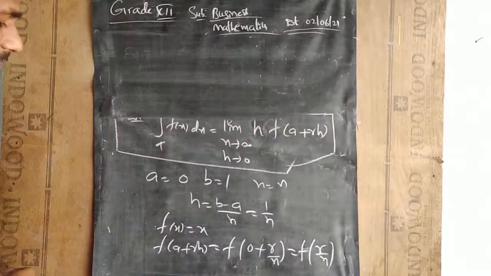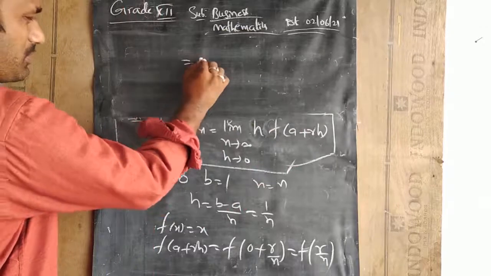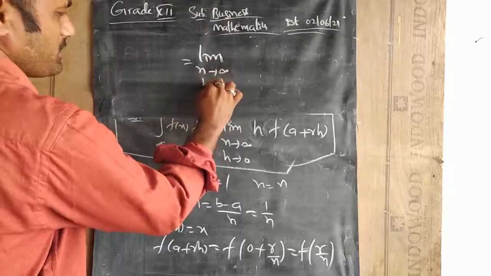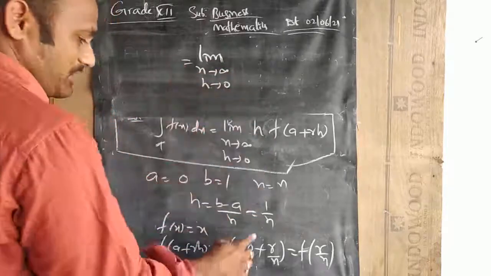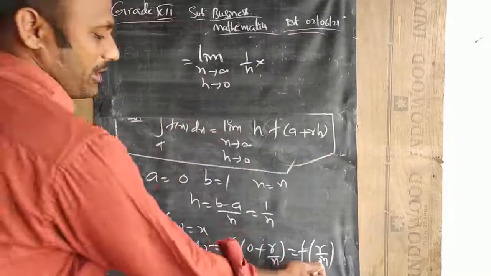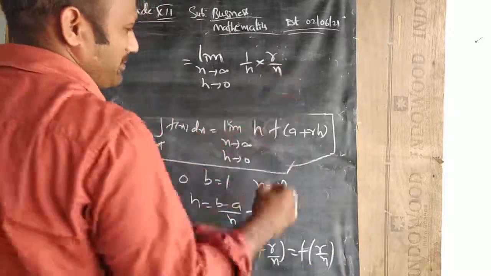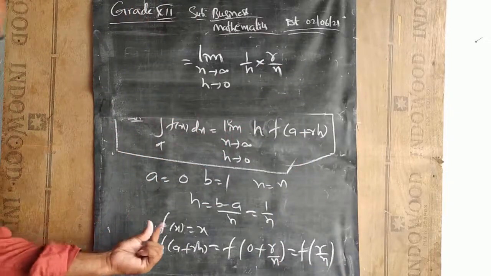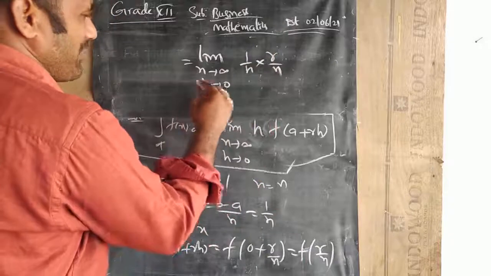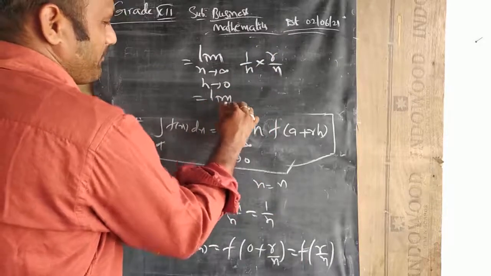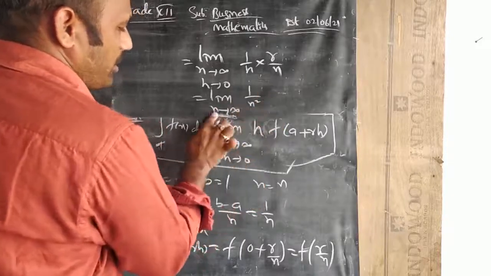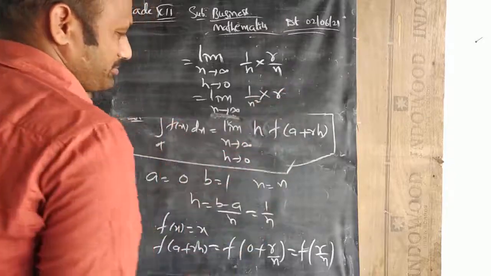Let me substitute here. The limit as n tends to infinity, h tends to 0, the h value is 1 by n, into f of a plus rh, which is f of x directly. So f of r by n we can write as r by n, since in place of x we write r by n directly. So we can write it as the limit as n tends to infinity and h tends to 0 of 1 by n square into r.